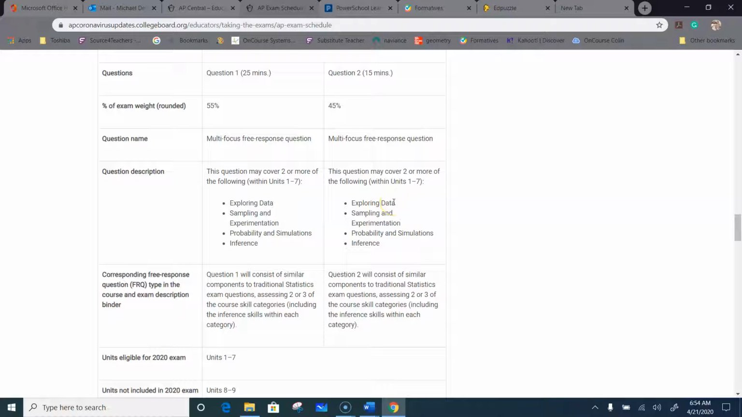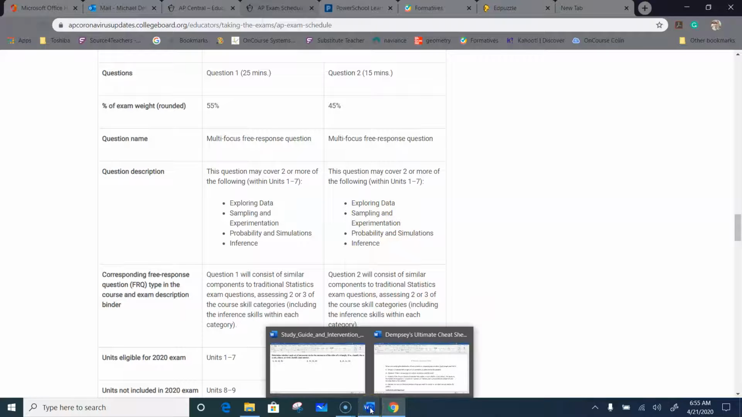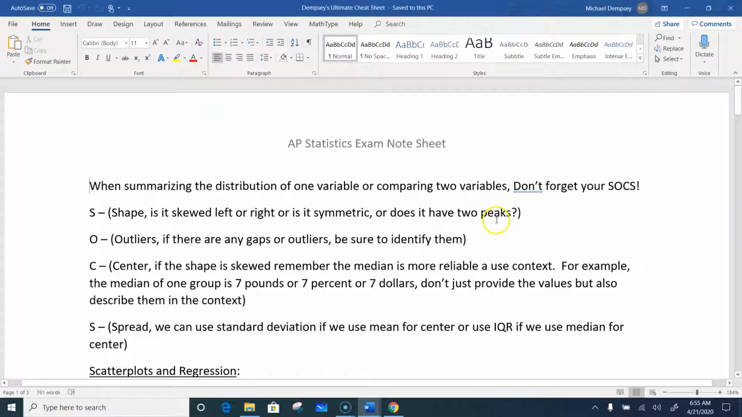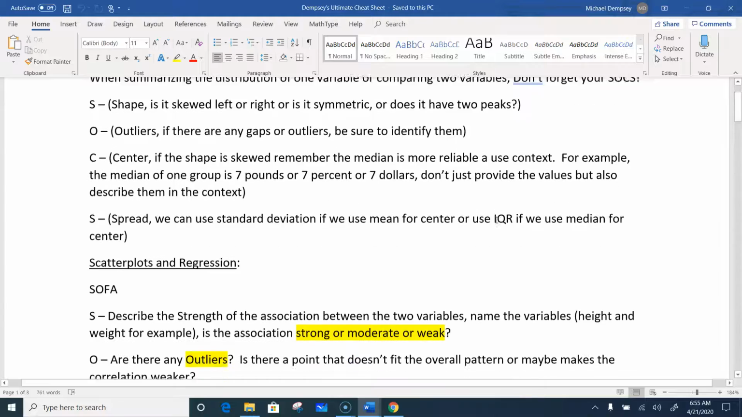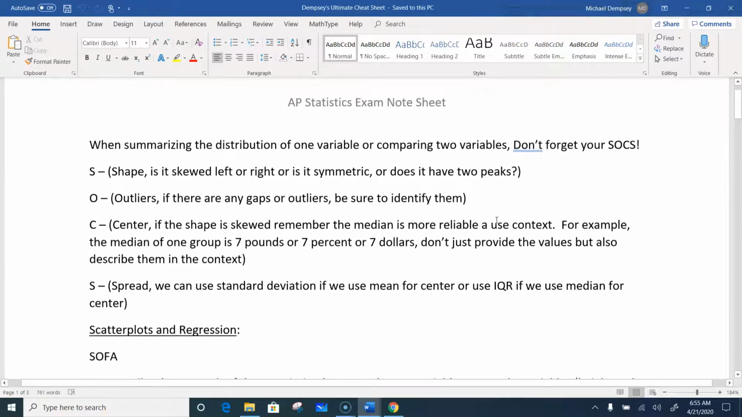Exploring data, maybe you have to compare two box plots, right? This is where you want to make sure you cross your T's and dot your I's. So I went through my own thoughts of what would be helpful for you to have right in front of you when you take the exam. If you're able to print this, I think that'll be super helpful. Have a copy of this note sheet.